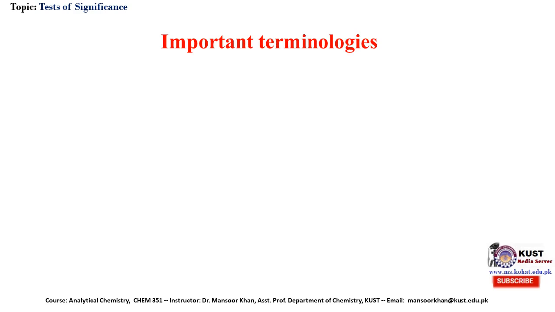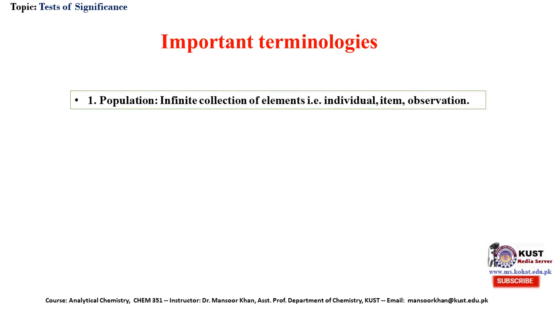Before directly going into the test of significance, it is very important to understand some terminologies which will be used in test of significance. The first one is population. Often we will see the word population when we discuss test of significance. So what is population? Population is basically an infinite collection of elements, for example individuals, items or observations.